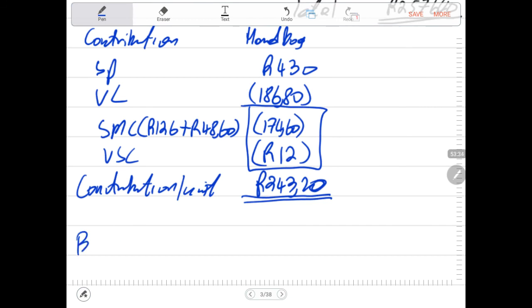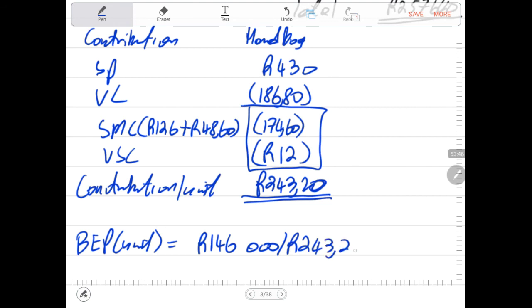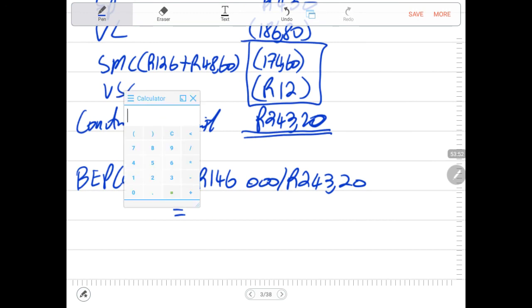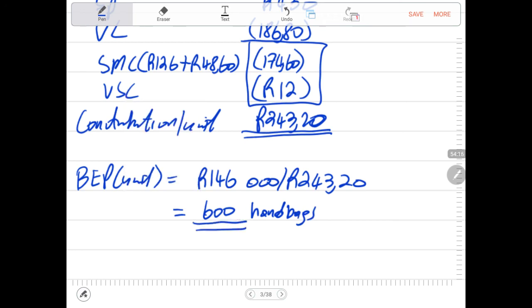So our break-even point in units or quantity will be the fixed cost of 146,000 rands divided by 243 rand 20 cents. That will be the requirement that they required us to do. It will be 146,000 rands divided by 243 rand 20 cents. Then it will give us a total of 600 handbags. So this is exactly what was required.